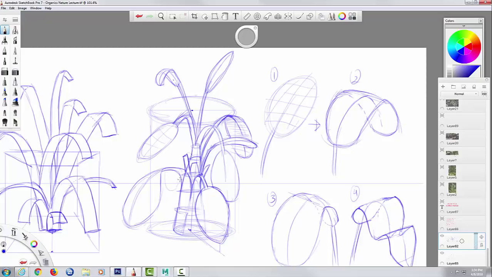Here's where I'm going to start with the leaf shape itself. Leaf shape's going to be about there. There's the center line for that. It's going to come up here, and it's going to curve back into this. Like that. Like that, okay?